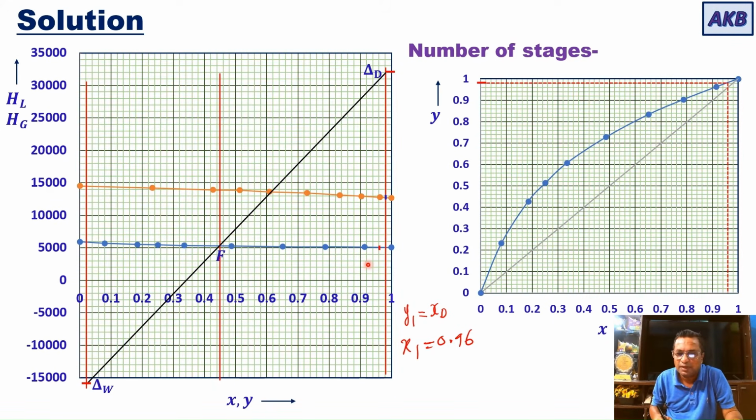Now what I am going to do, I will locate this x1 on the enthalpy concentration diagram. So you can see I am locating it over here. Once I locate x1, I will be performing two tasks. One is I will connect this point with delta D with a construction line. So here is the blue color line that I have drawn from x1. Let me write for your understanding. This is x1 and this is y1.